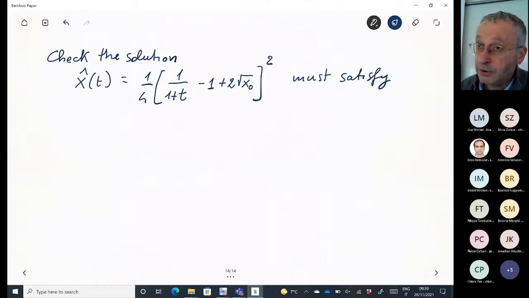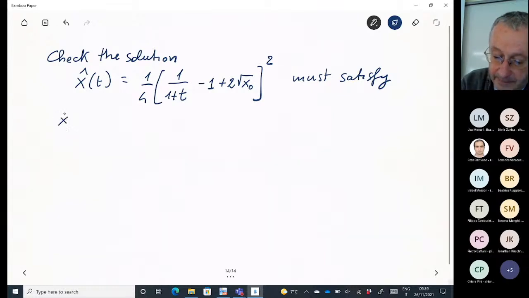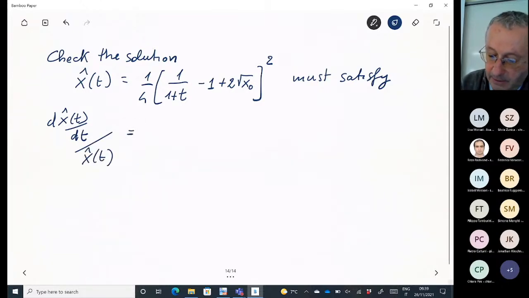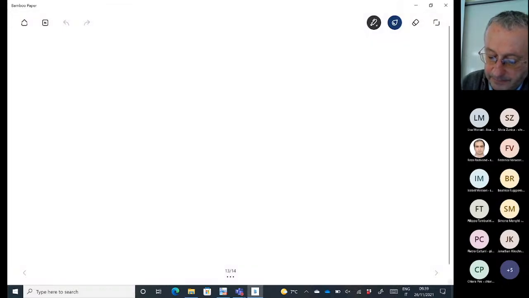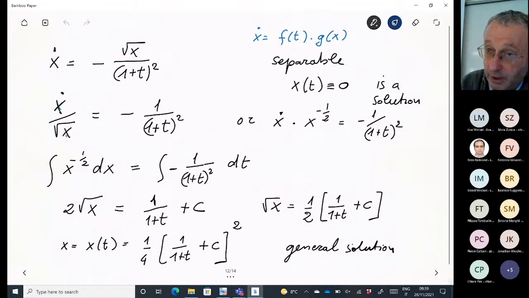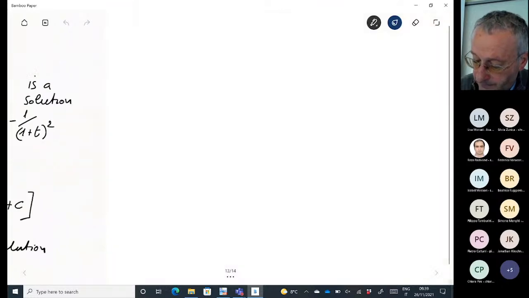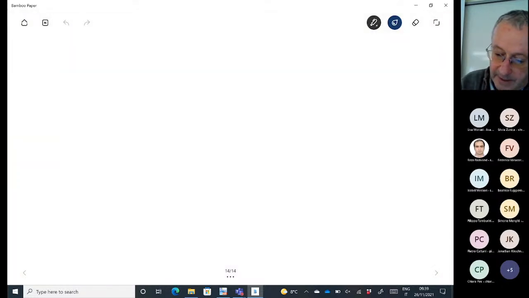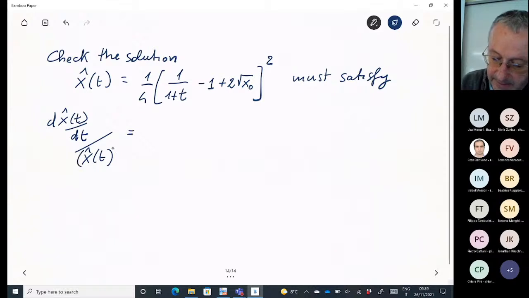So it must satisfy: x dot, that is its derivative with respect to t, divided by the square root of x(t), must be equal to minus 1 over 1 plus t squared.